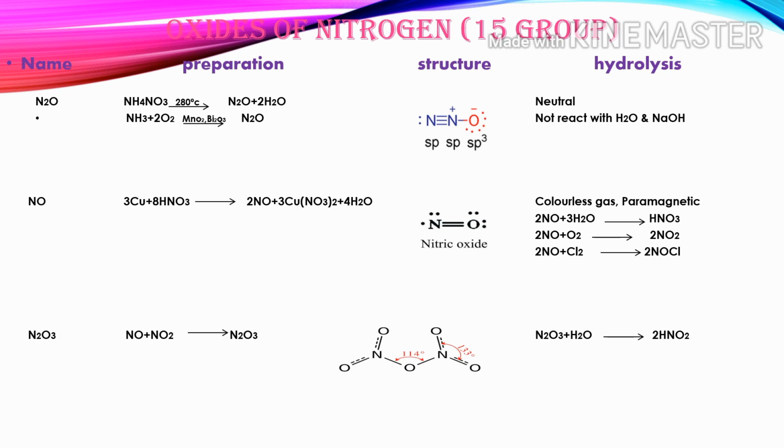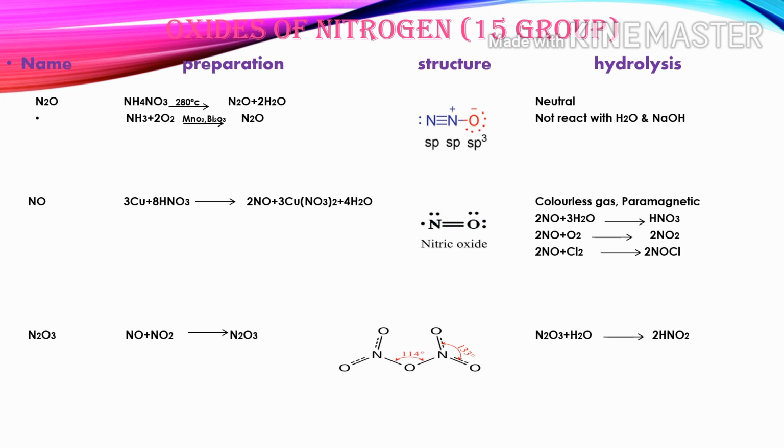When nitric oxide is hydrolyzed, it gives an acid. It also reacts with halogens like chlorine. When nitric oxide reacts with chlorine, it gives nitrosyl chloride. Formula is NOCl.